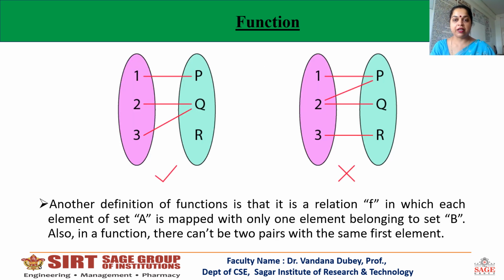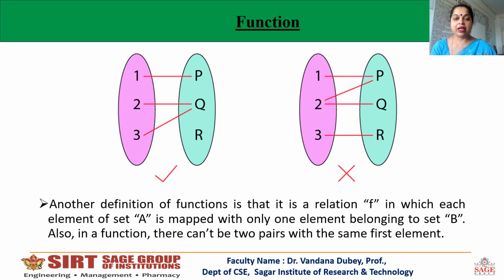Here we can understand the concept of function with the help of a diagram. See, there are two diagrams. The first one has a correct tick mark, and the second one has a cross mark. Now let's see the first diagram. In the first set, the pink colored one, which we will call set A, there are three elements 1, 2, 3. The second set, which we will call set B, has elements P, Q, R.